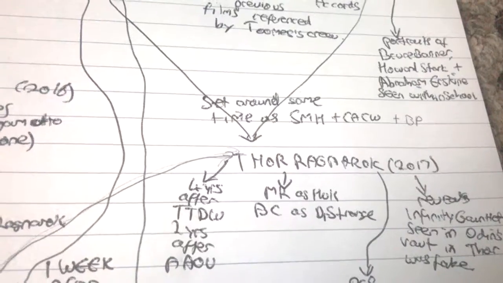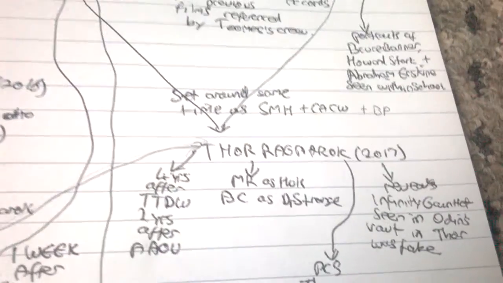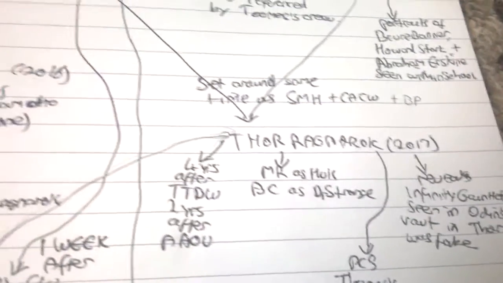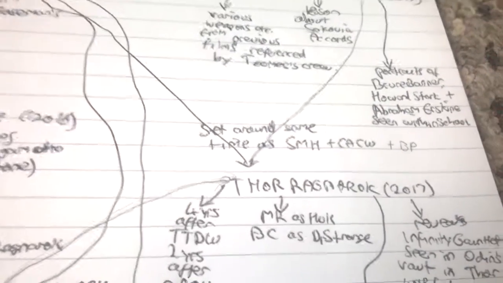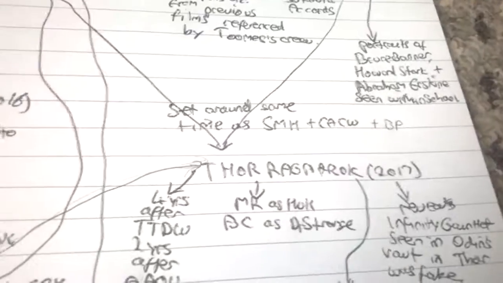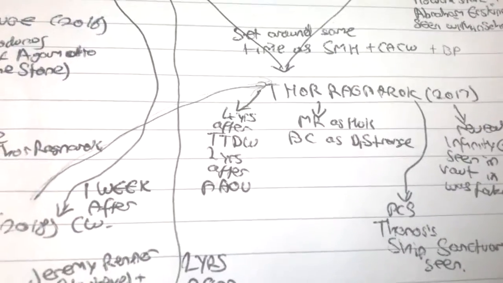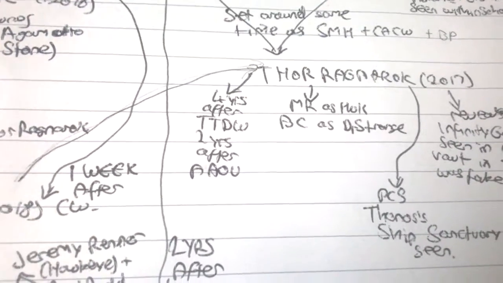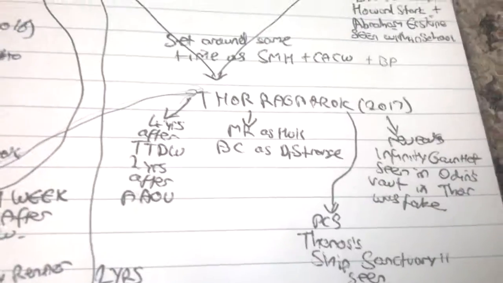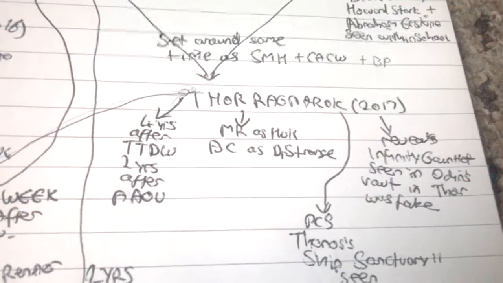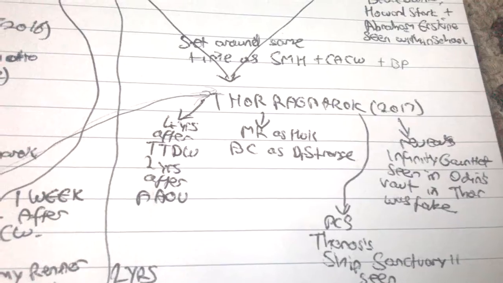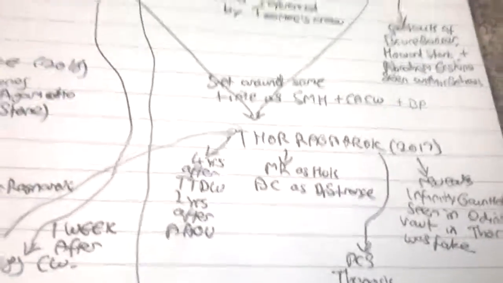Thor: Ragnarok is released in 2017. It's set around the same time as Spider-Man: Homecoming, Captain America: Civil War, and Black Panther. It's 4 years after Thor: The Dark World and 2 years after Avengers: Age of Ultron. Has Mark Ruffalo as Hulk, and Benedict Cumberbatch as Doctor Strange.